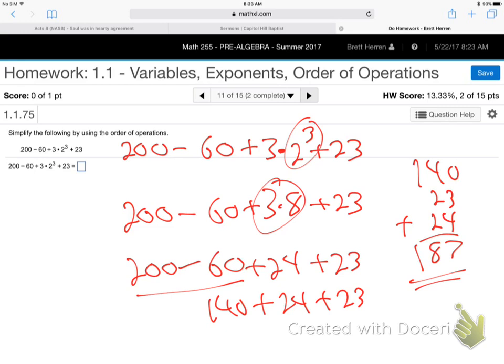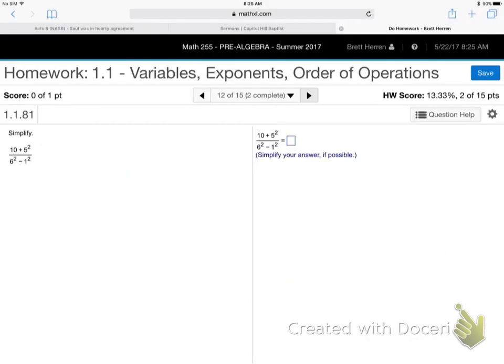We good with all that? Questions? All is well? All right. Well, I'll keep moving. Okay, so 10 plus 5 squared over 6 squared minus 1 squared. All right, give that a try.